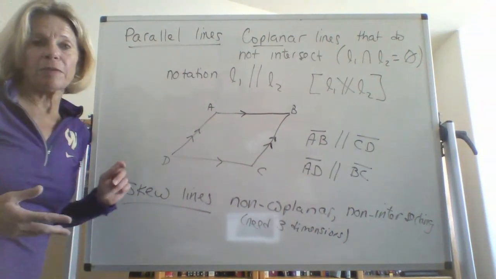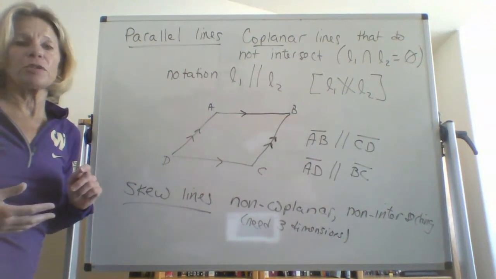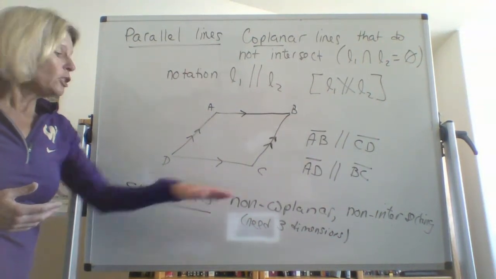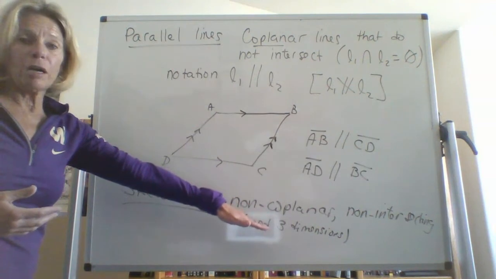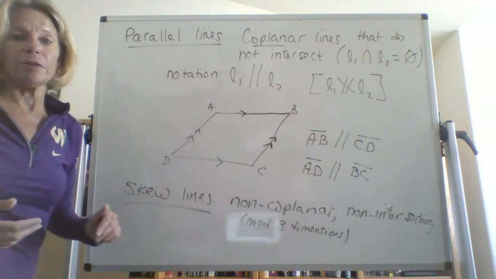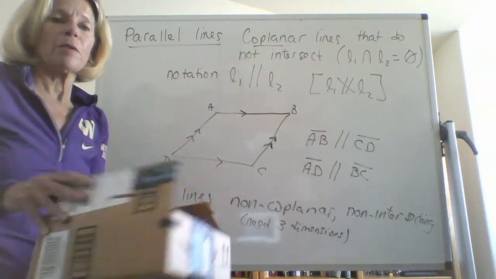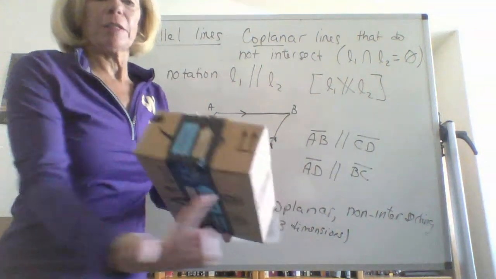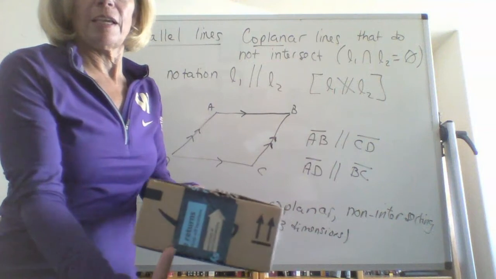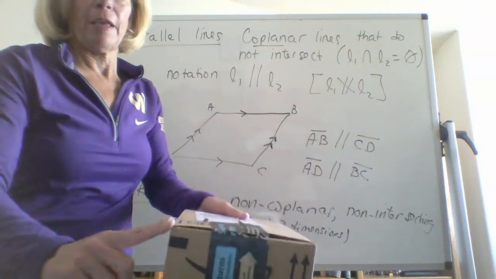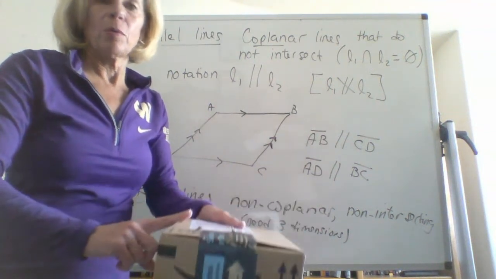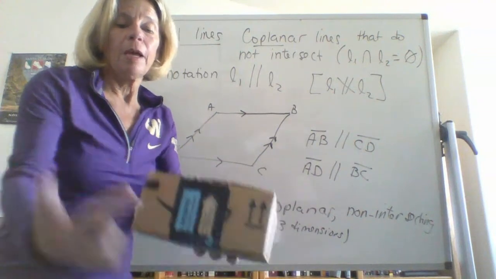We have another pair of lines that don't intersect, and those are called skew lines. Skew lines are non-coplanar and non-intersecting. What that means is you need 3 dimensions. So I need something like this box. So this edge and the top edge would be skew.